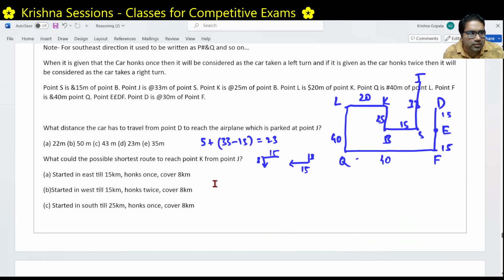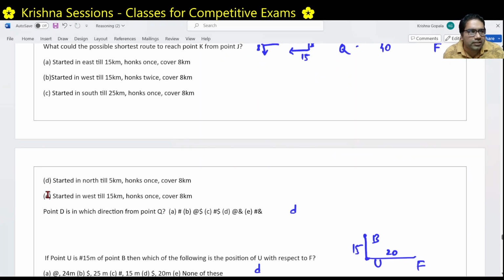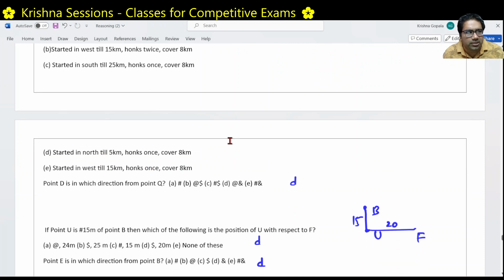Okay, let's see. So, started west 15, then honk twice. Honk twice is taking right turn. So, this is useless. If there is something else, let's see. Start west 15 kilometers, honks once, cover 8. So, this is fine. Right. Honk once means again take a left turn. So, 15 towards west and then honk once and cover 8 kilometers.